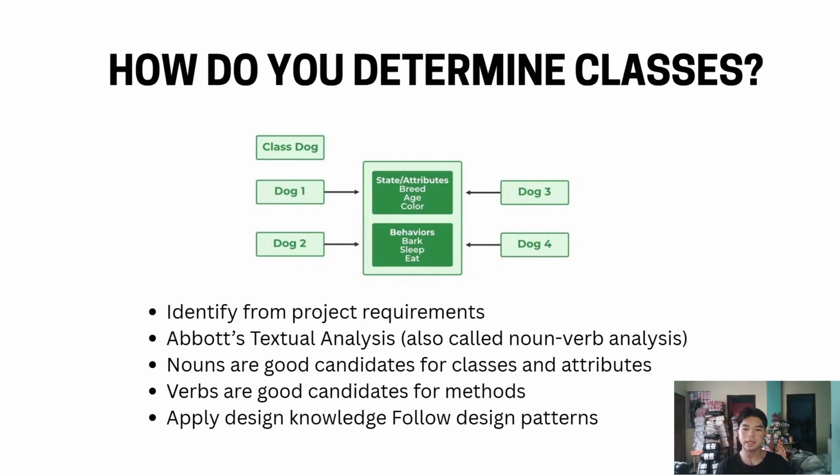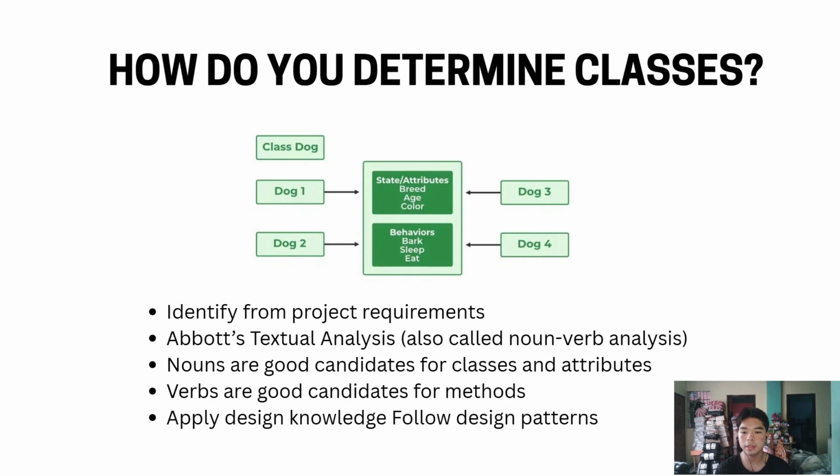So how do you determine classes? For example, in this diagram, we have the class dog, and then we have dog number 1, dog number 2, number 3, and its attributes, like its breed, its age, its colors, and its behaviors, like does it bark, sleep, eat. It's procedural programming, we can say.